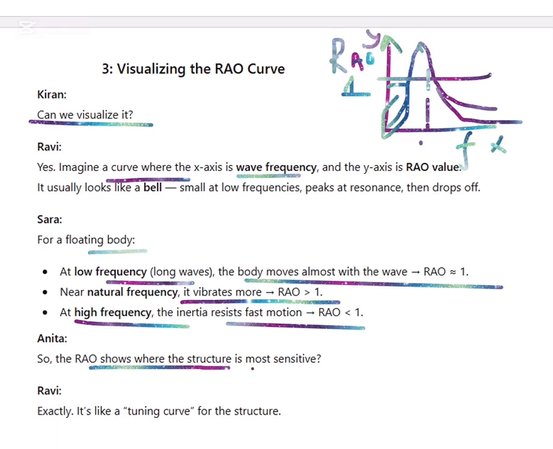So at the RAO peak is where the structure is most sensitive. It will show where the structure is most sensitive. It's like a tuning curve for the structure.